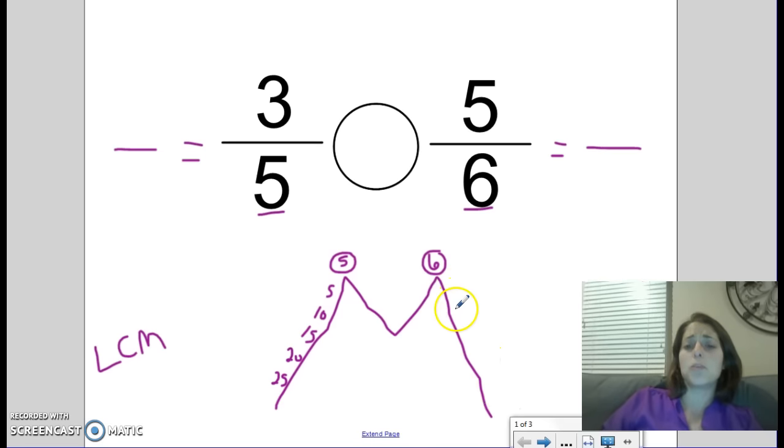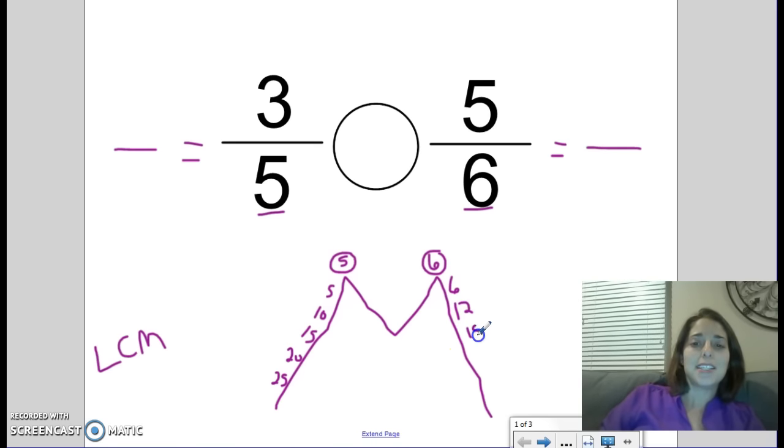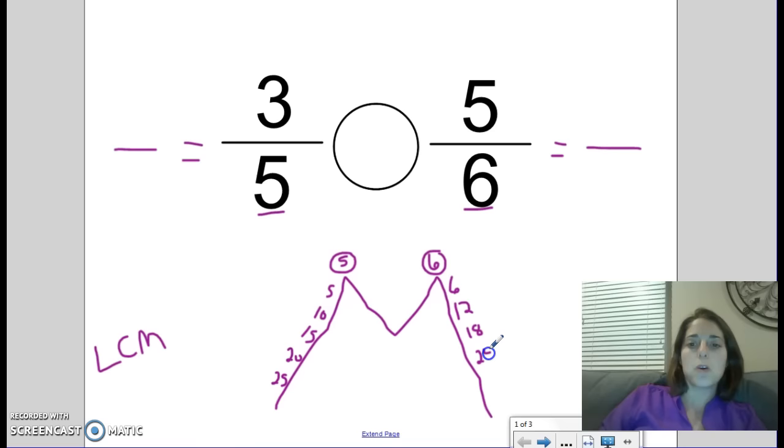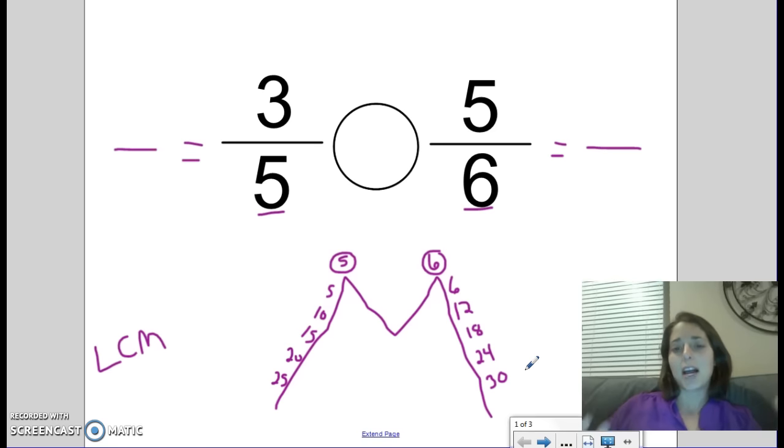Now I'm going to list the multiples of 6 to start. So 6 times 1 is 6. 6 times 2 is 12. 6 times 3 is 18. I haven't found a common one yet. 6 times 4 is 24. 6 times 5 is 30. So I've done the first 5 multiples of both, and I haven't hit a common multiple yet.